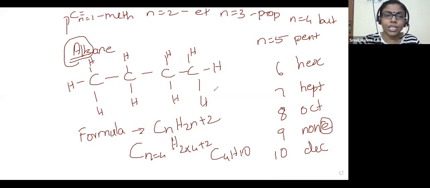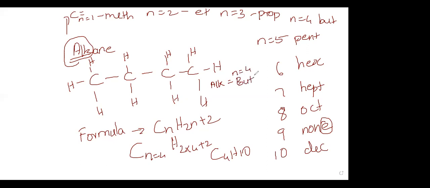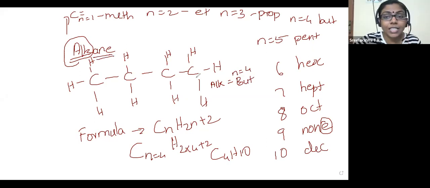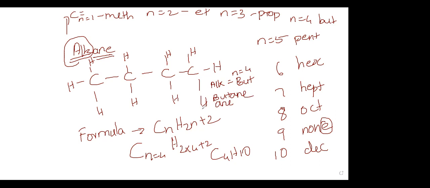So in this case, Sri Lakshmi, what will be the prefix? Instead of alk, you have to use something that stands for n is equal to 4. What is it? But. And it is an alkane, a completely saturated compound. So you have to use ane as the suffix. So butane. And this is what we use in our cooking gas, like LPG is butane, liquid butane. Okay, clear? Anybody having any doubts with this? Any doubts? Srihari, Sri Lakshmi, Vijay? No doubts. Okay.